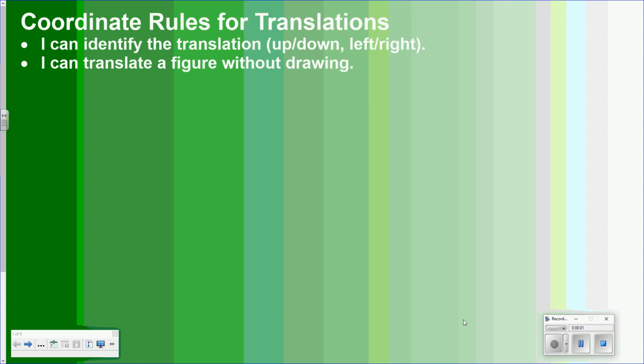In this lesson, we'll be talking about coordinate rules for translation. At the end, you should be able to identify the translation, whether it's going up and down or left to right, and translate a figure without drawing.